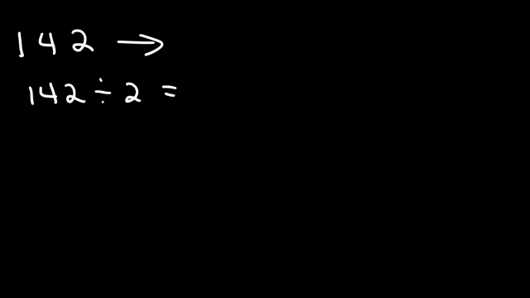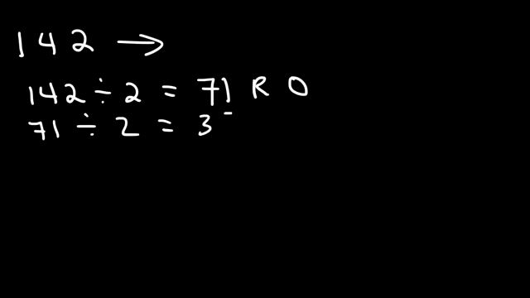Now let's go over this second example. Let's say we have 142. Use successive division to convert it to a binary number. So let's divide this by 2. 142 divided by 2 is exactly 71, so it's 71 with a remainder of 0. And then 71 divided by 2 is 35.5, so it's 35 remainder 1.